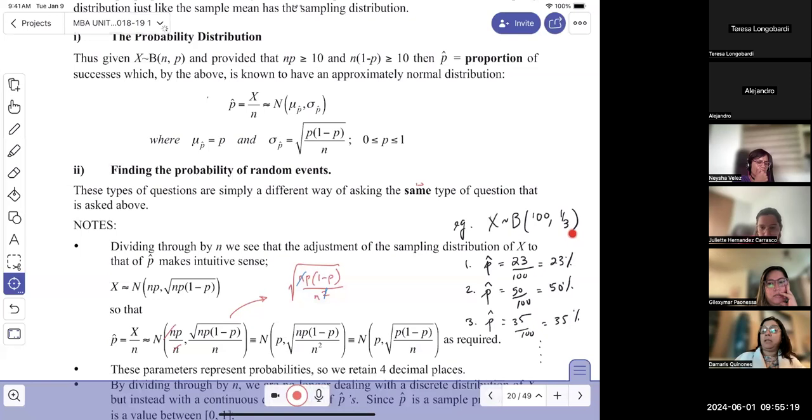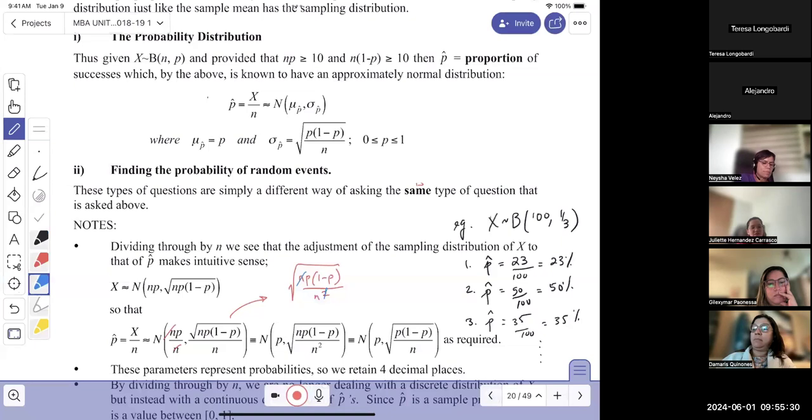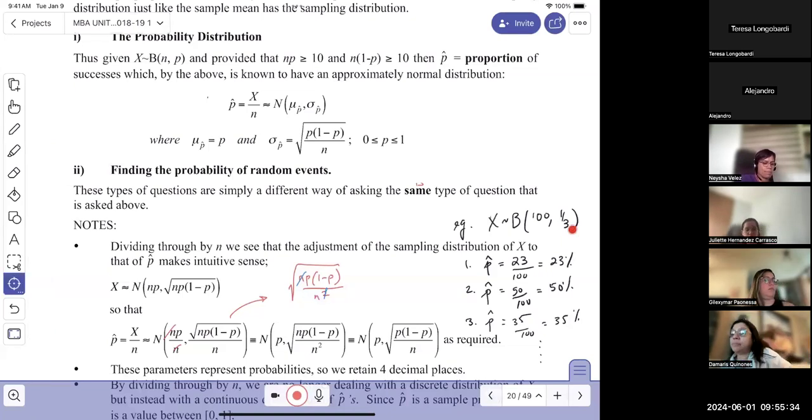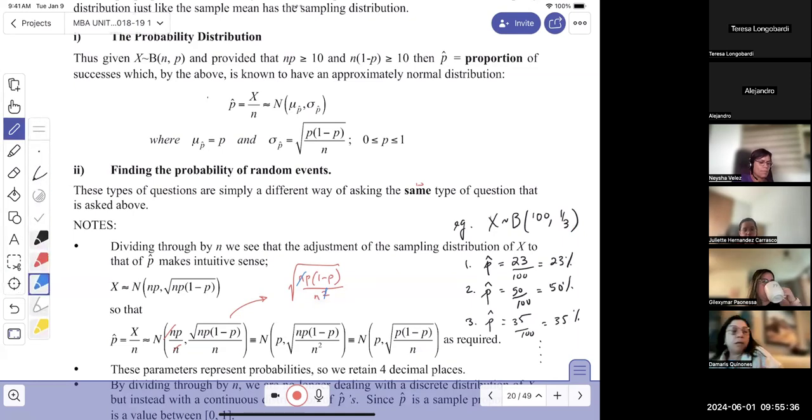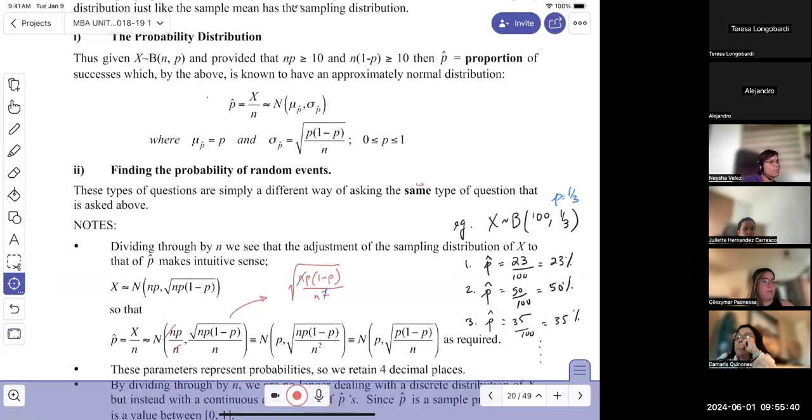P, P without the hats. Yeah, but what is it in this example? 1/3. Exactly. That's what I want you to connect. Okay, so this is going to be the P that you start with. This is my P.